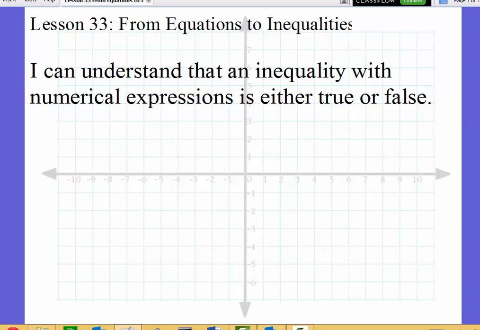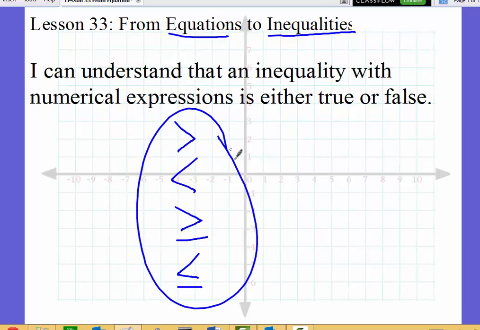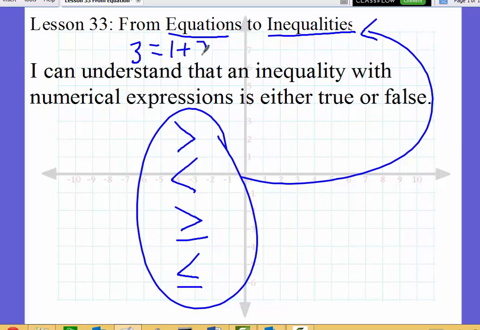Alright, so welcome back. Today we're going to be focusing on lesson 33, from equations to inequalities. So remember, in inequalities, whenever we have an expression that has greater than, less than, greater than or equal to, less than or equal to, all of these are my inequalities. And an equation, remember, is whenever I have a left side of something equals a right side of something. And it can be used with variables or not.